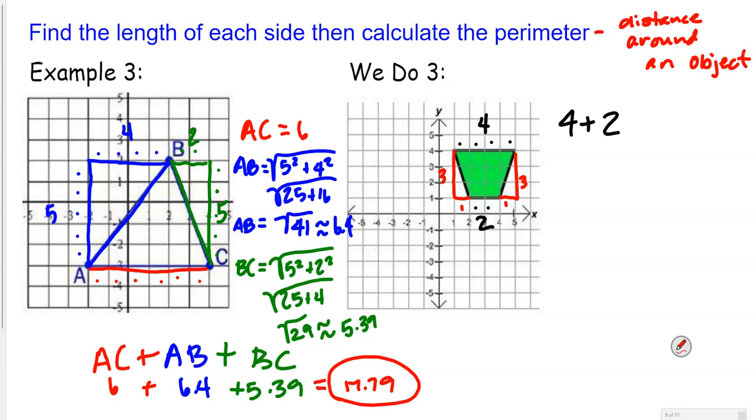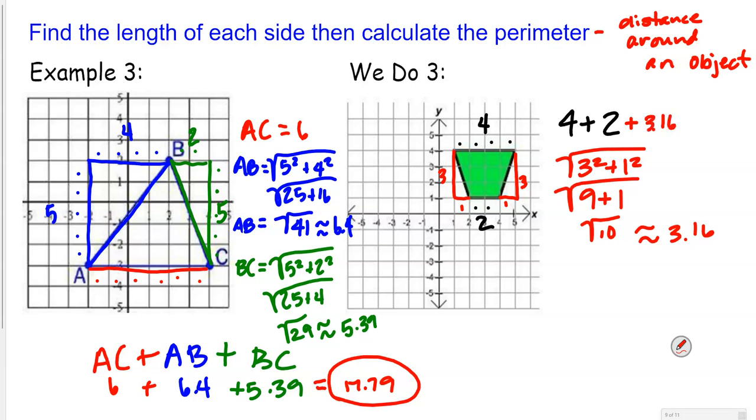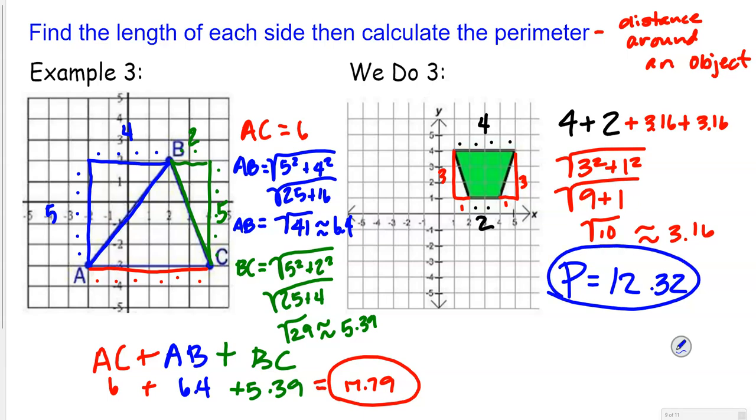Now we're going to find the other side, right? So we're going to do the square root of 3 squared plus 1 squared. It's going to be 9 plus 1. That's the square root of 10. Go ahead and find that in your calculator. The square root of 10 is 3.16. So don't we have 2 of those? So we're going to add 3.16 plus the 3.16, and that should give us a grand total for our perimeter. Perimeter is equal to 12.32, sorry. 12.32 is our answer, okay?